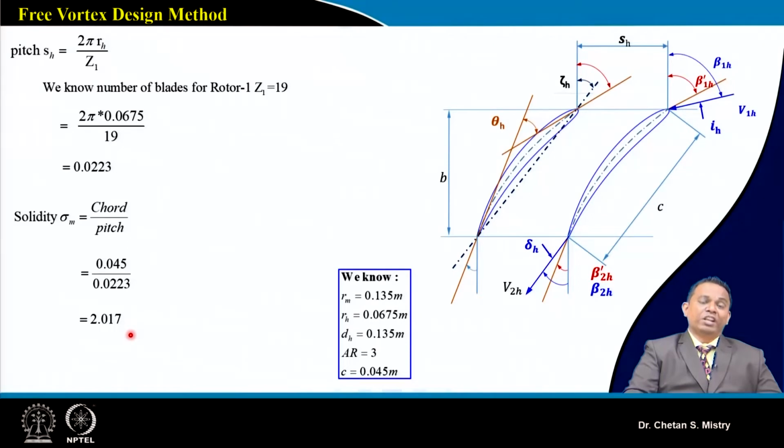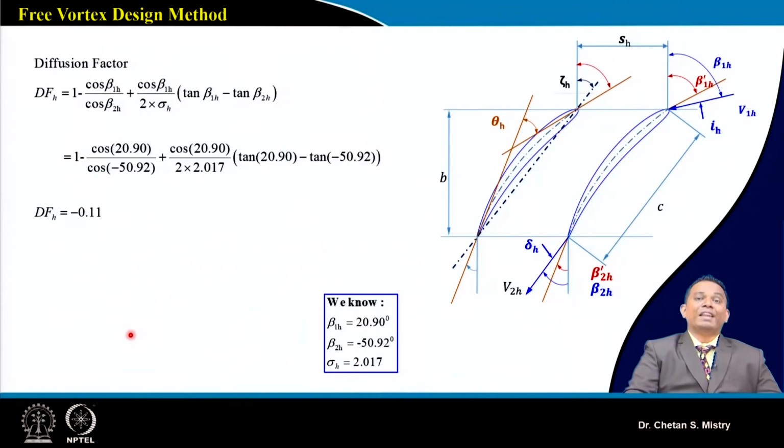Now once this solidity is known to us, we can calculate our diffusion factor. The diffusion factor correlation is in terms of beta 1, beta 2 and solidity. We know what my beta 1 and beta 2 are at the hub station. Be careful, this solidity is not constant throughout my span, because solidity is a function of my radius, and that's the reason why solidity will be varying all the way from hub to tip region.